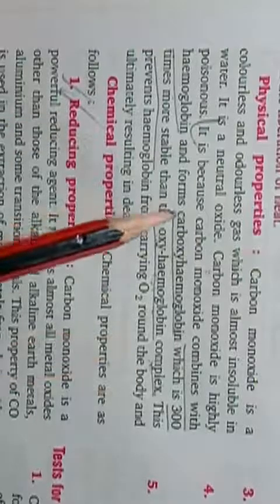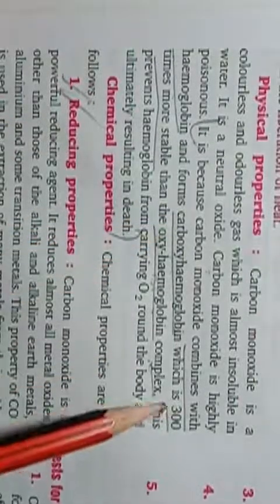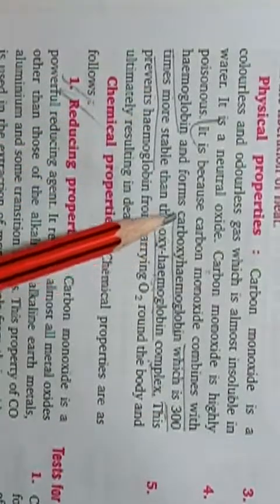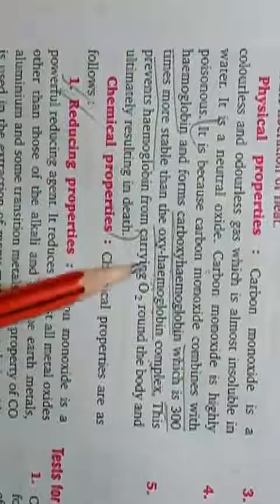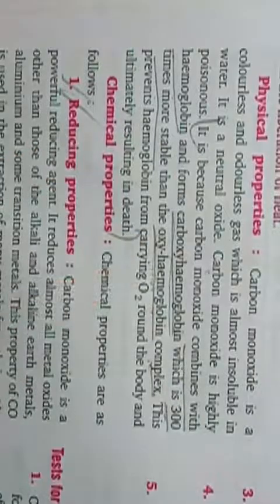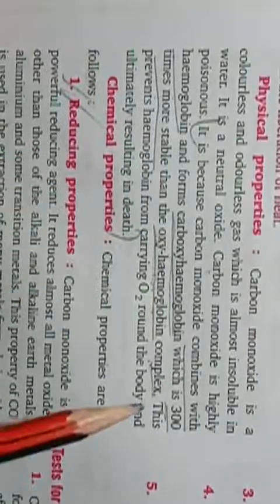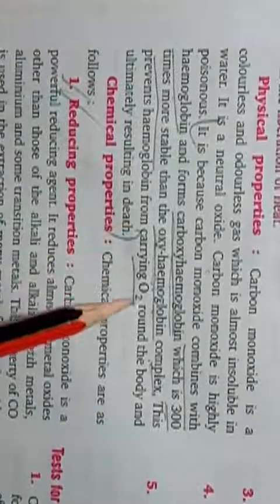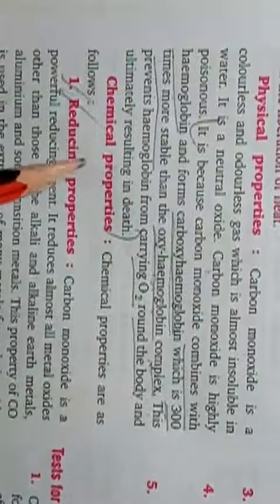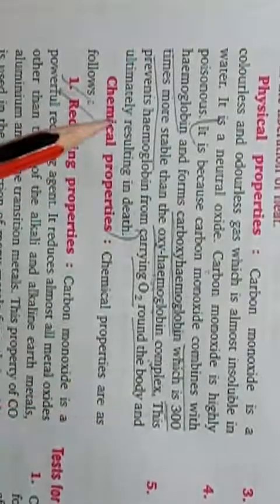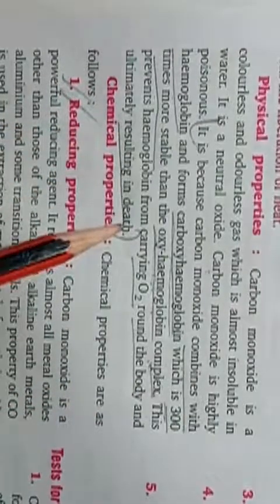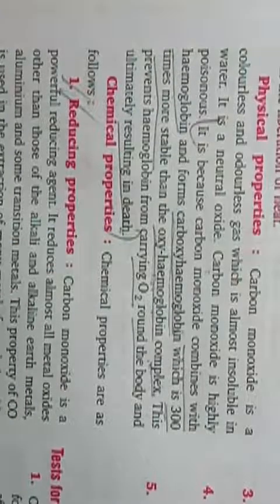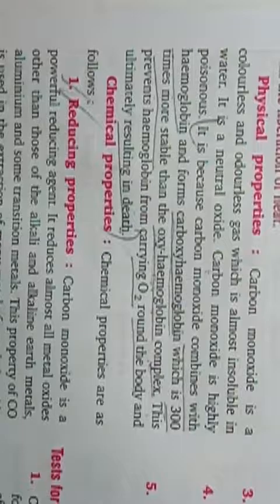But carbon monoxide is 300 times more stable in the form of carboxyhemoglobin than the oxyhemoglobin complex, and that is why this prevents hemoglobin from carrying O2 around the body, ultimately resulting in death due to the deficiency of oxygen in the body. Okay, students.